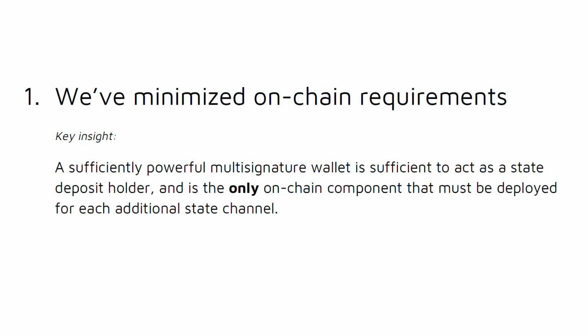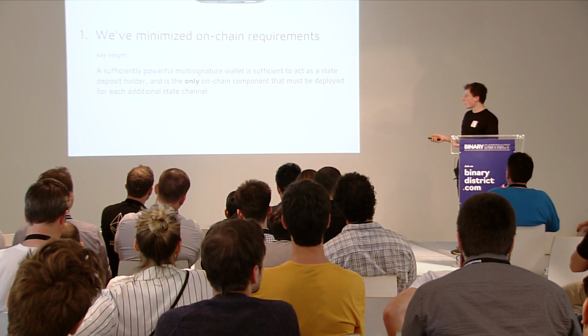Really, all you need is something that can accept signatures from the parties in the state channel and execute a function call. That's about it, which you might be familiar with. It's a multi-signature wallet. It's the only thing that you really need. As long as it can hold assets, ETH or ERC20 or ERC721 or whatever, you don't really need anything else. All of the rest of it can be on-chain.